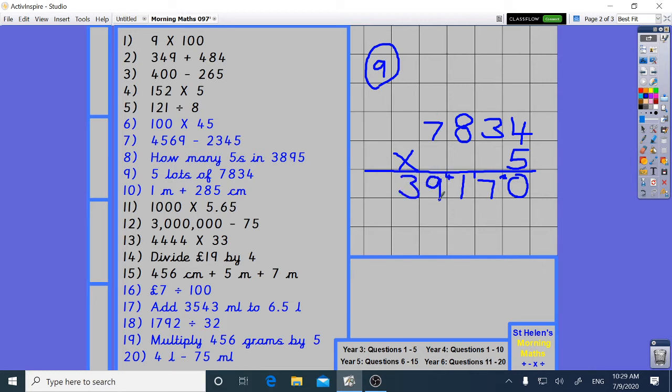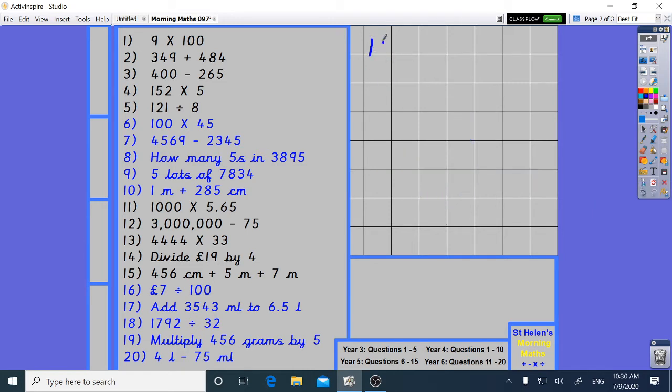Big answer, 39,170. Commas go 3 from the end, 3 digits from the end. 39,170. As I always say, if you're not sure about the commas, just leave them out. Cross out those little ones. And we're on question 10.